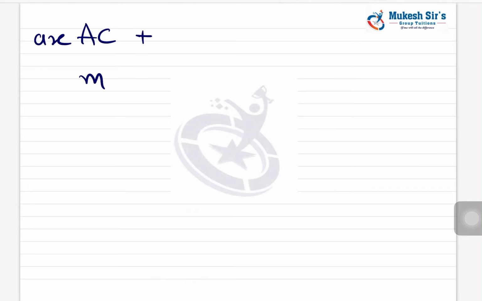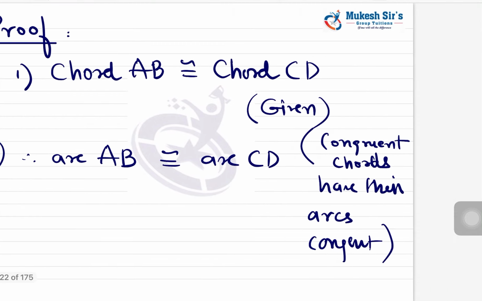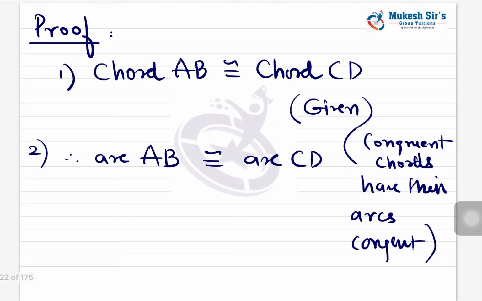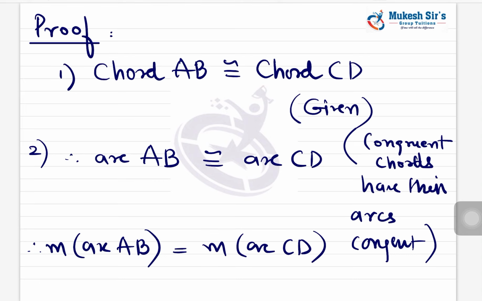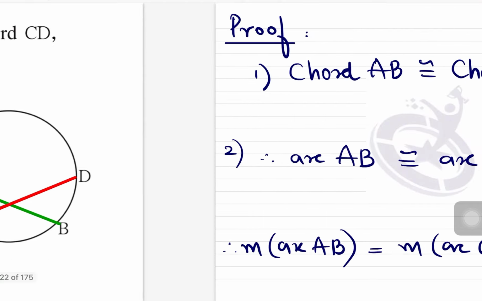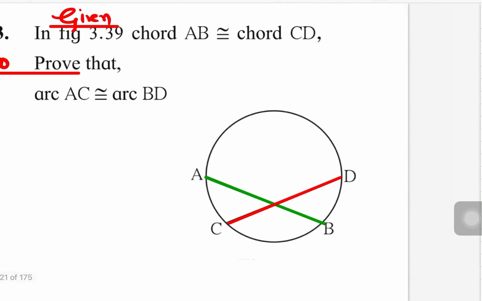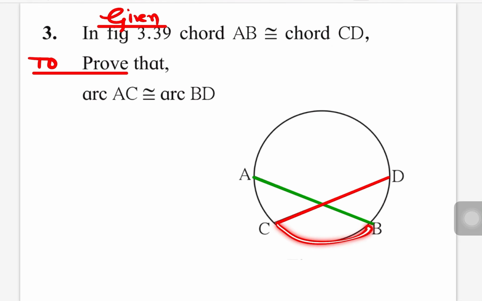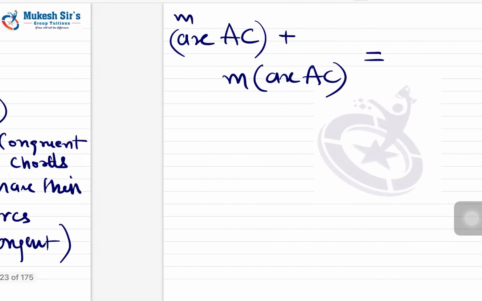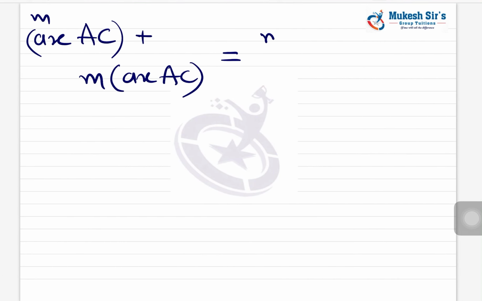So arc AC plus arc CB. In fact, measure arc AC plus measure arc CB will be equal to, actually arcs equal है उनका measure भी equal है. So actually हम लोग measure split करते हैं. Measure of arc AB is equal to measure of arc CD. AB को split किया है. AC plus CB, and CD will be what? CD will be CB plus BD. So CD is CB plus BD.